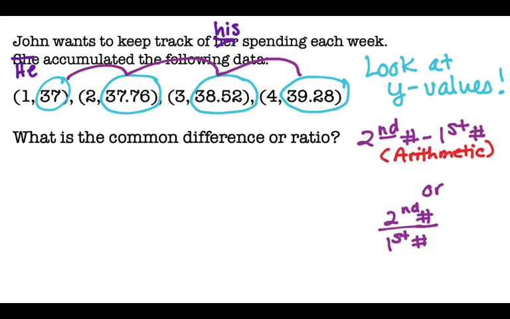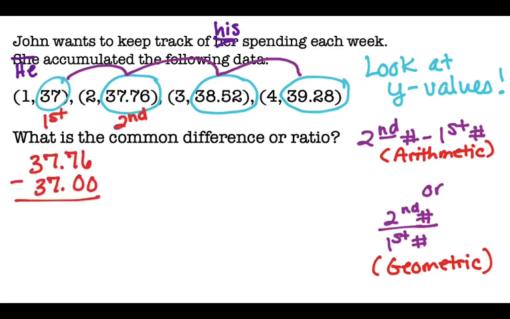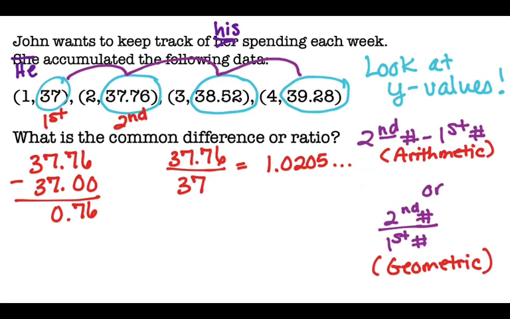So I'm going to start out with my arithmetic method. So I'm going to take my 37.76 and subtract the first number, 37, and I get 76 cents. And then I'm going to do my geometric way, so that's 37.76 divided by 37, and I get 1.0205 and a whole bunch of extra decimals.